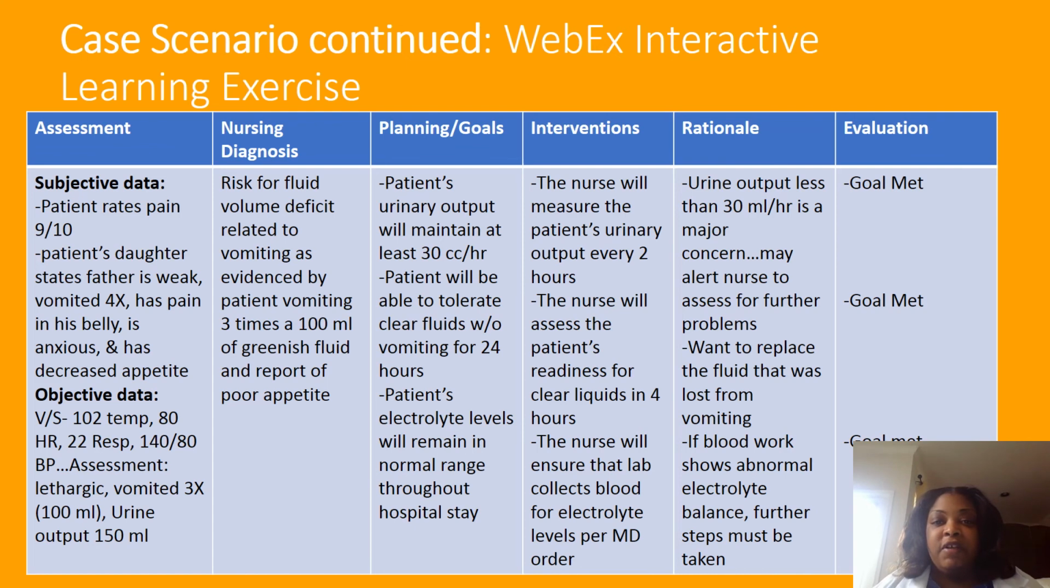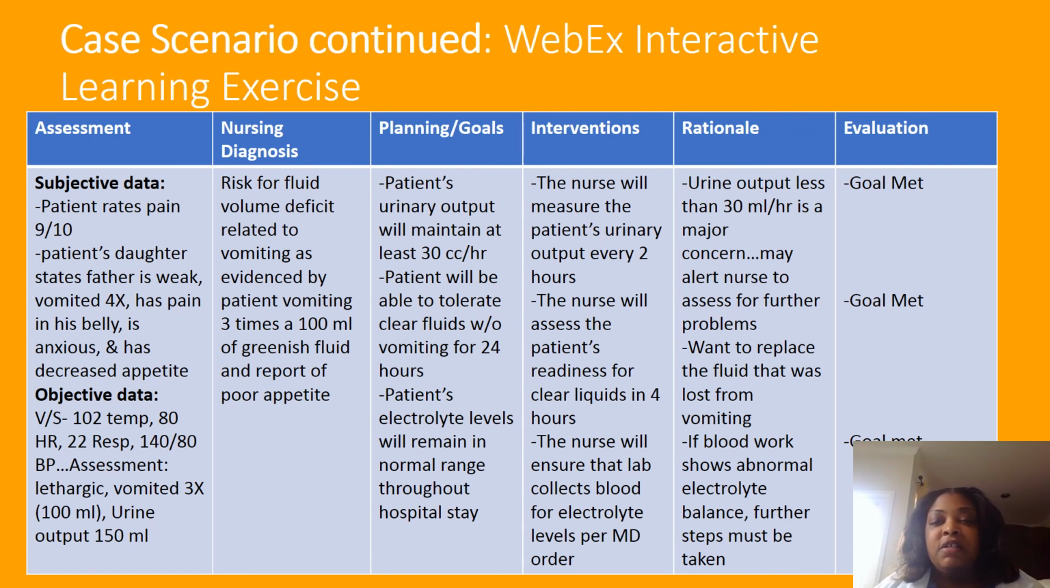Now we have the interventions. The student has written 3 interventions to go along with the goals. The first intervention will be the nurse will measure patient's urinary output every 2 hours. Second, the nurse will assess the patient's readiness for clear liquids in 4 hours. And third, the nurse will ensure that lab collects blood for electrolyte levels per MD order.